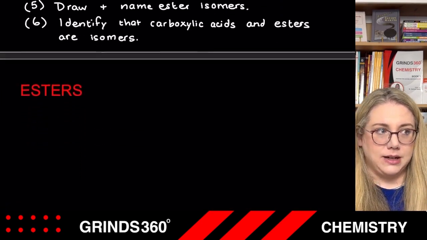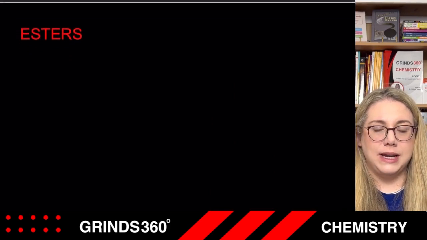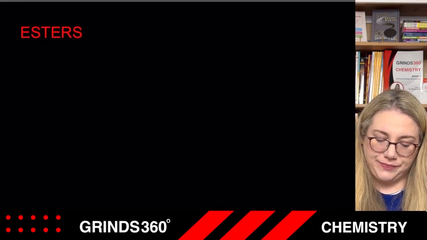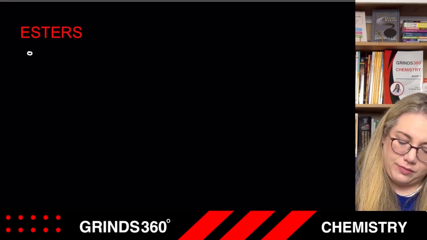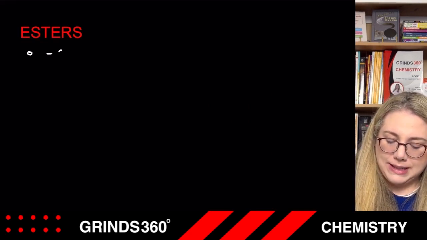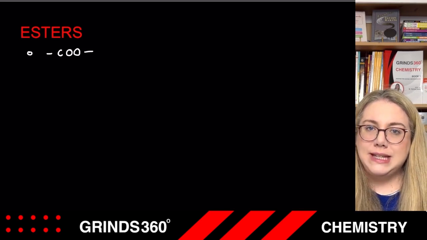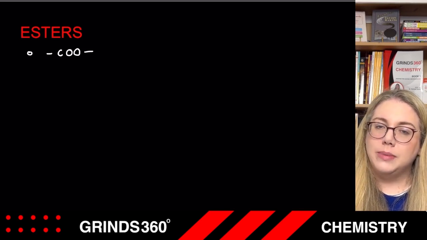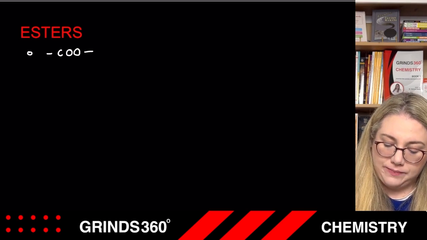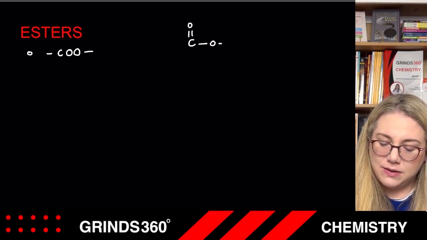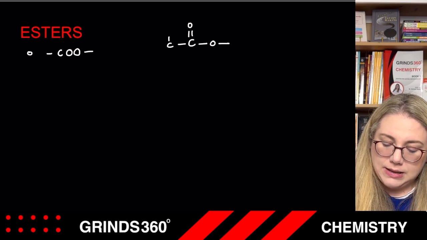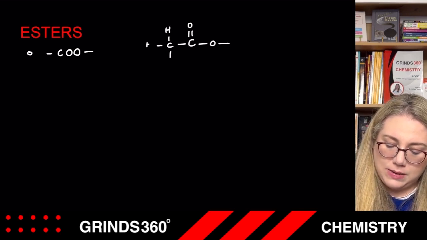Right, so let's start off with some key information about esters. Esters have the functional group COO, like that, where you have a C double bond O and the carbonyl carbon is attached to another oxygen. But it's in the middle of the compound, it's not at the end of the compound. So your C double bond O is in the middle like that, and so is the oxygen.